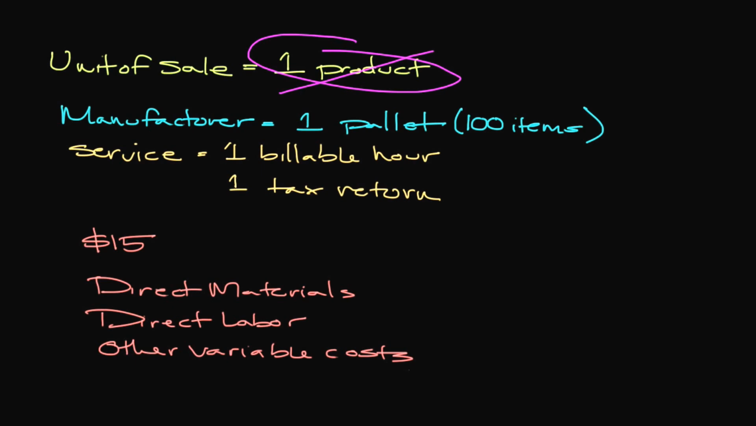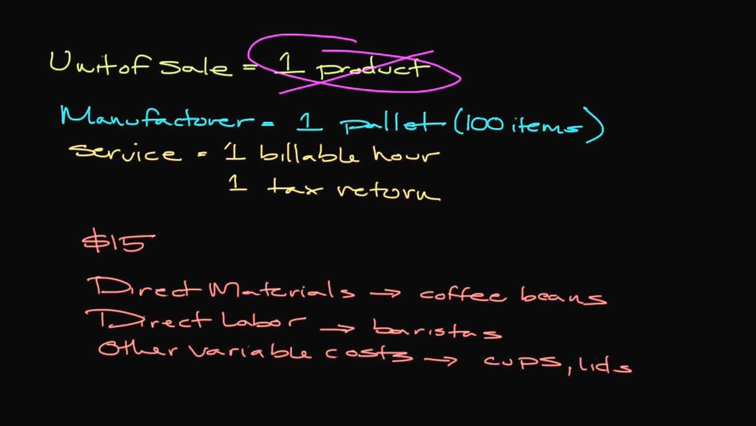So I commonly give the example in class of a coffee shop because I'm a fan of coffee. Direct materials in this sense would be things like coffee beans. Direct labor would be the barista's time to create drinks. And other variable costs would be things like cups and lids. Now, there are obviously more associated with that, and you could say transaction fees also, but that just gives you a general idea.